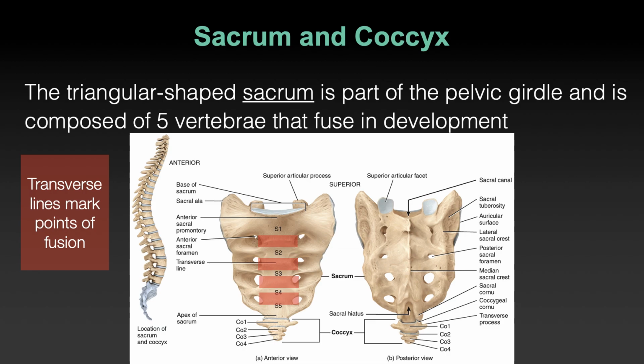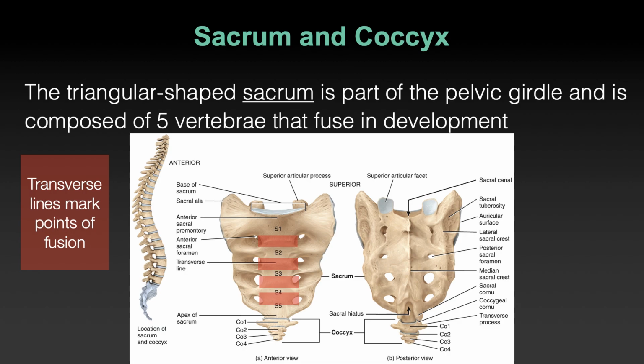So depending on your count, there are 24 vertebrae so far in the cervical, thoracic, and lumbar regions. You could count the sacrum as 1, and then the coccyx as 1, making 26 in total. Or you can count these independently, S1, 2, 3, 4, 5. They were independent and they fused during development.